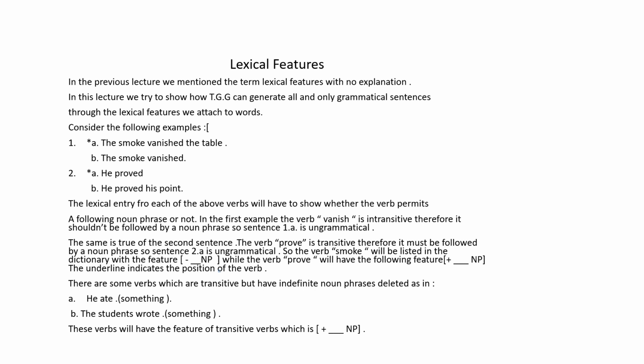But these are transitive verbs. These verbs will have the feature of transitive verbs, which is also plus NP. Because all of them are transitive, they should have the same feature as the verb prove, but the difference is that prove needs the object on the surface structure, it must be there, while here they can be used without the object. Even if the object is deleted, they are acceptable.